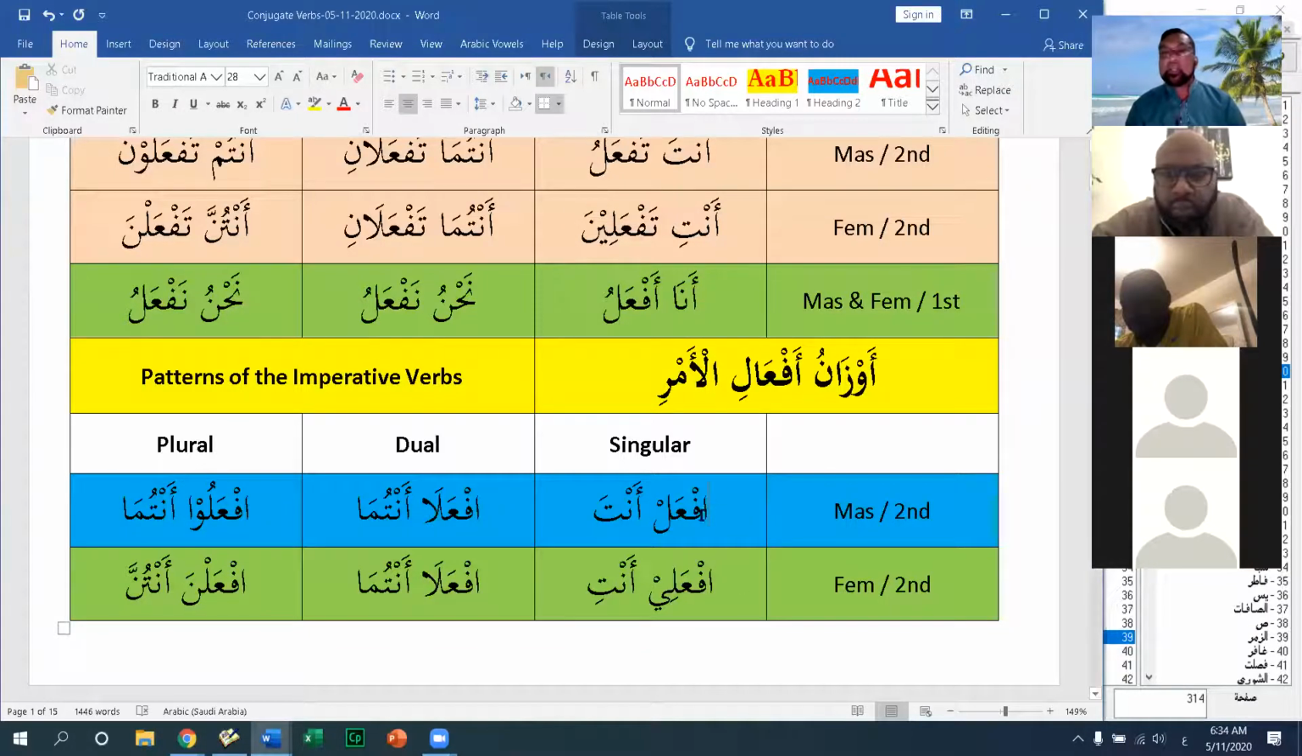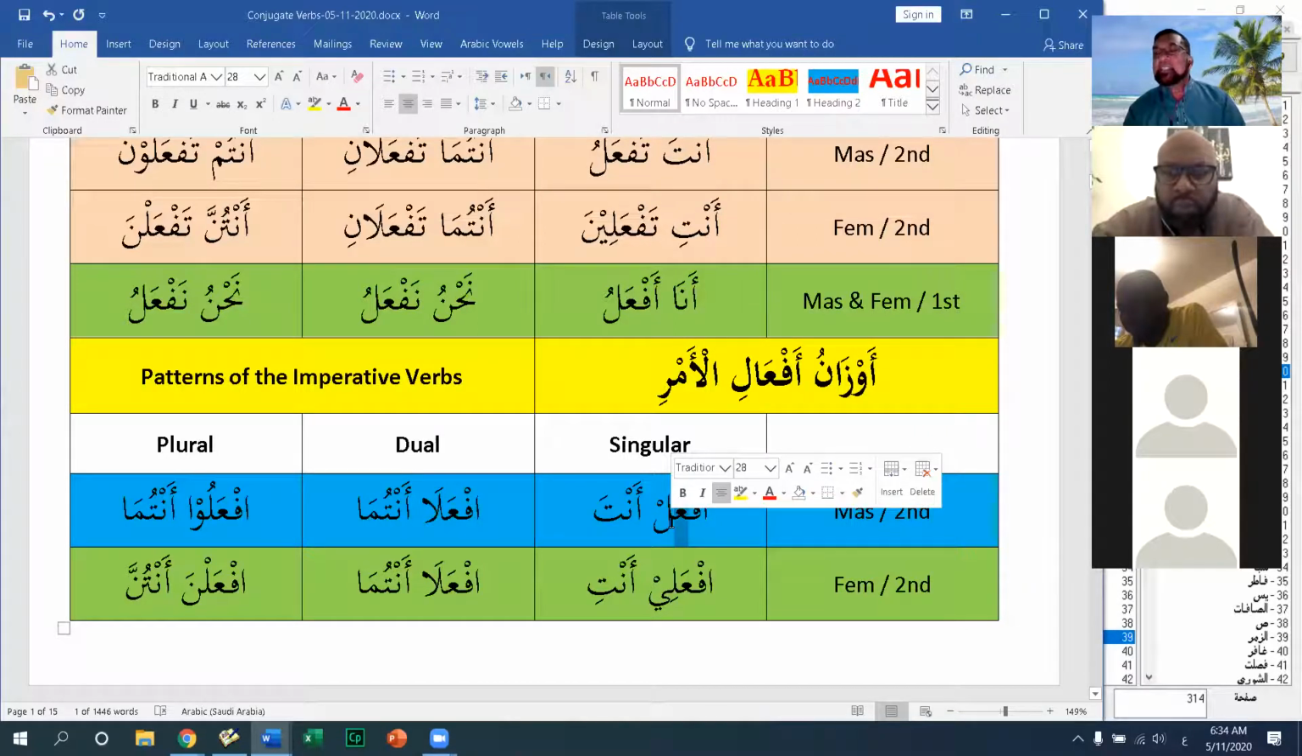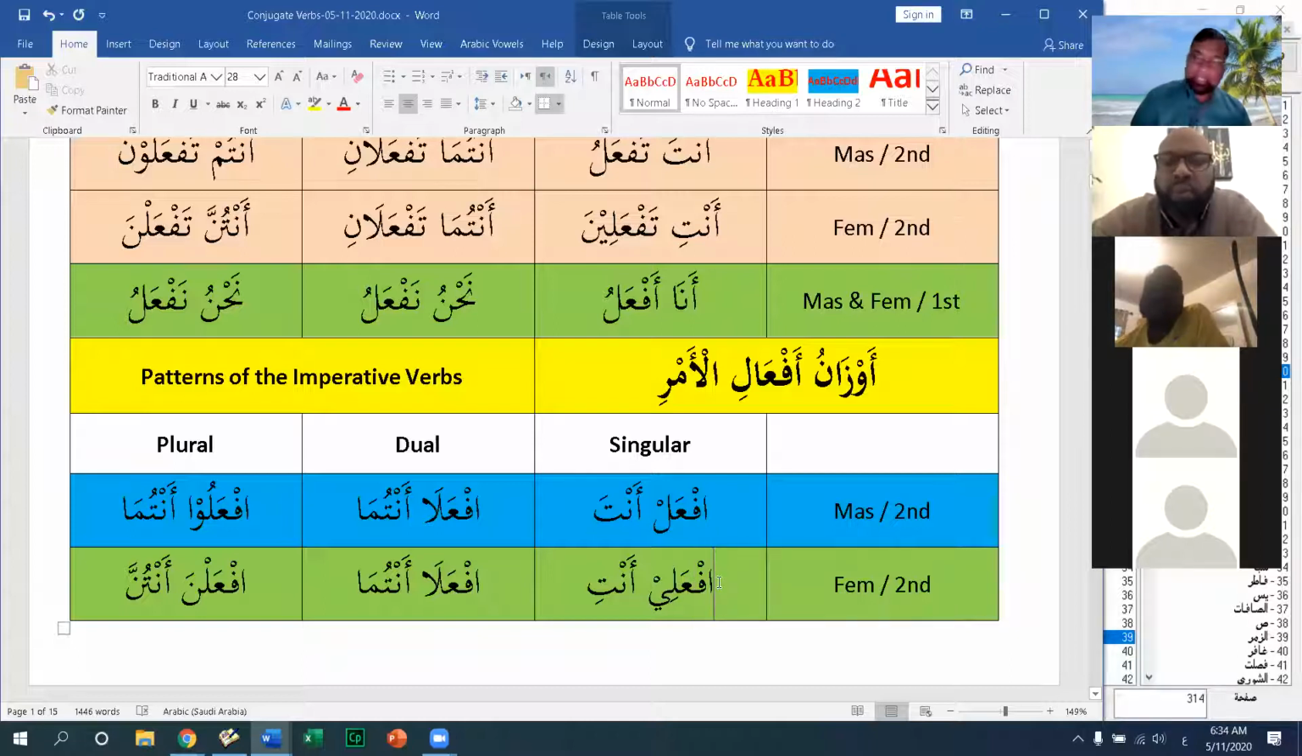How do you know which one? You look at the vowel on the ayn. If the vowel on the ayn is fatha or kasra, you put kasra. If the vowel on the ayn is dhamma, you put dhamma. I can make that simpler. If the vowel on the ayn is dhamma, you put dhamma on the hamza, otherwise you put kasra. So you only put dhamma when the ayn has dhamma.